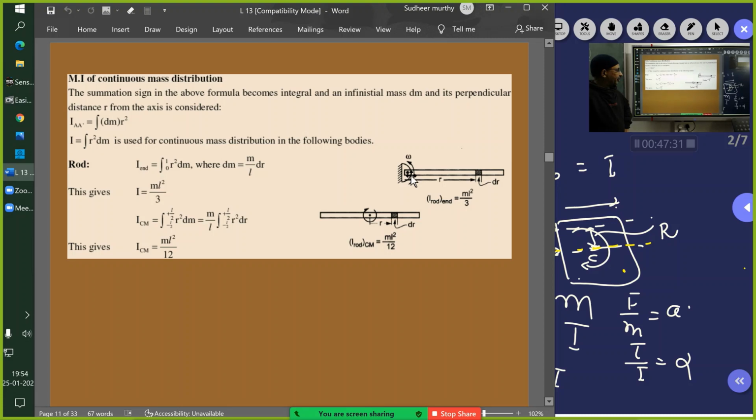It can rotate about this point. So you choose an incremental mass here, dm, and its distance from this axis will be r. So dm into r square will give you the moment of inertia of this incremental mass. Now for this dm, the total mass is m, and if the total length is L, then m by L gives the mass per unit length. Mass per unit length into dr will give the incremental mass.